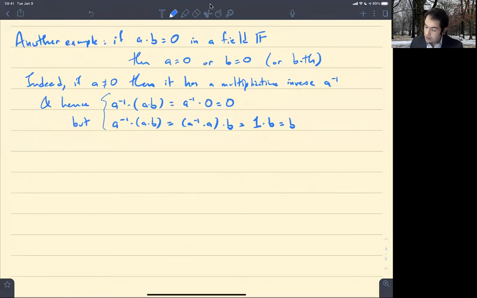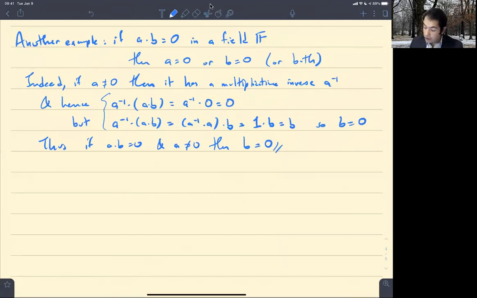we see that B is equal to 0. Right? Thus, if A times B is equal to 0 and A is not 0, then B has to be 0. And that's what we wanted to show.